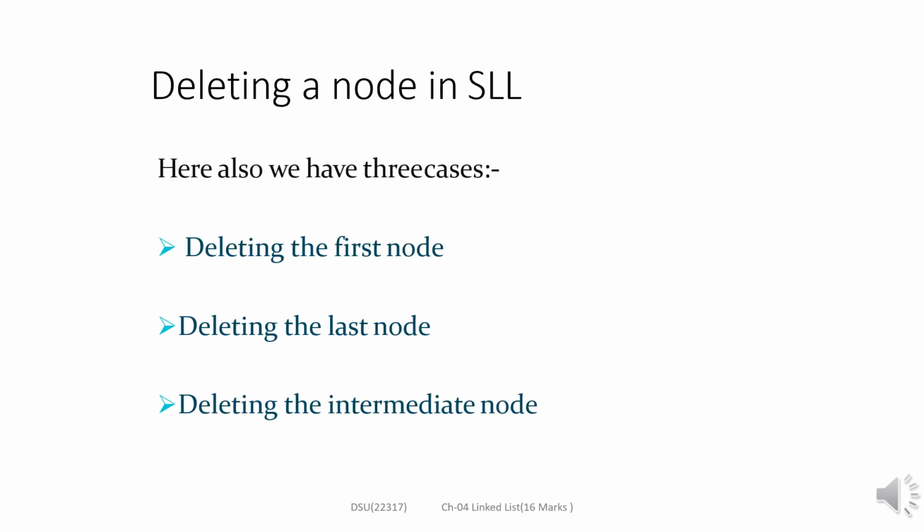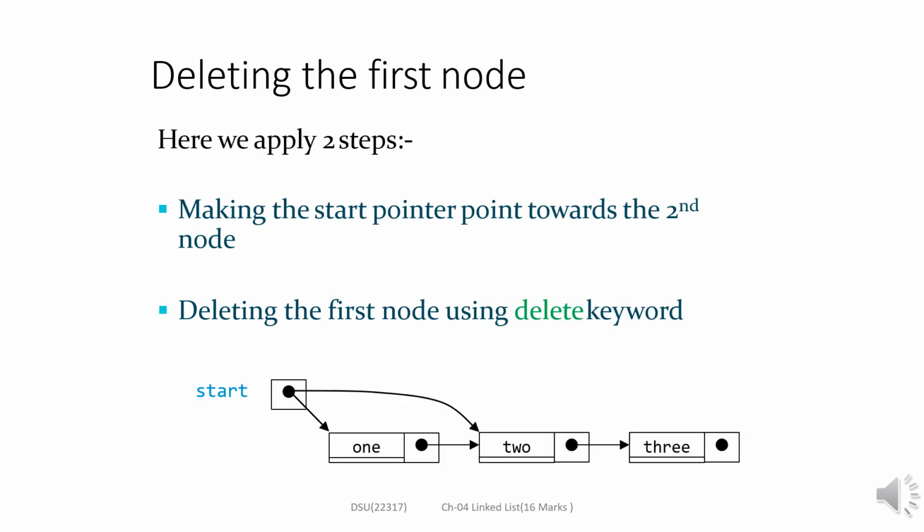Now, deleting a node in SLL. In this operation there may be three cases: deleting the first node, deleting the last node, and deleting an intermediate node. We will see them one by one. So the first case is deleting the first node. Here we apply two steps: make the start pointer point toward the second node, and delete the first node using the delete keyword.